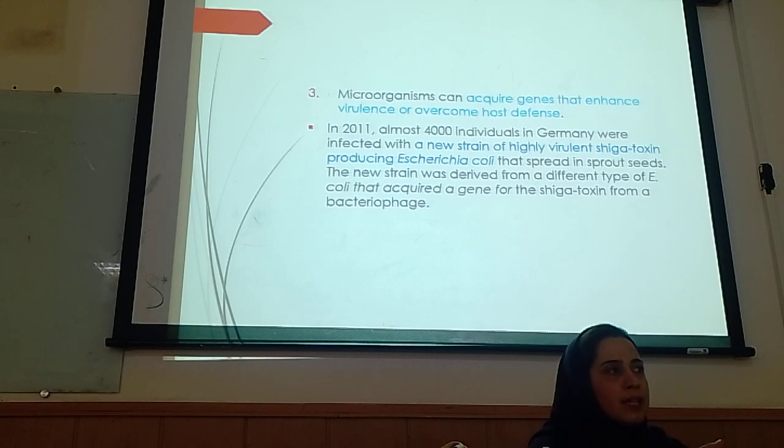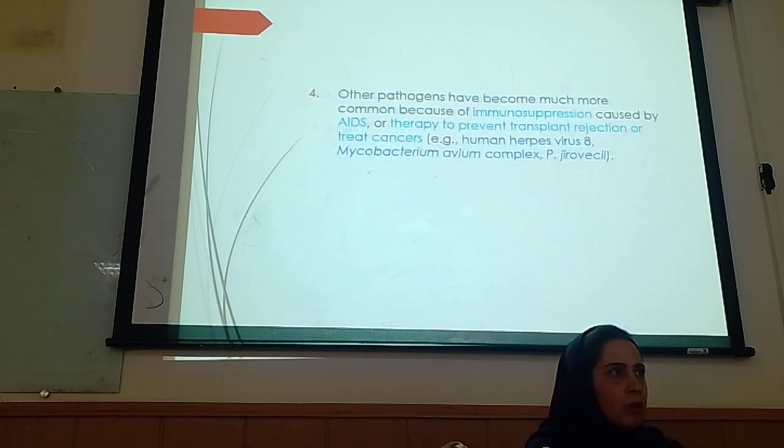For example, it has occurred in Escherichia coli, which produces toxin. A new strain of virulent Shiga toxin producing E. coli has been discovered, for example.